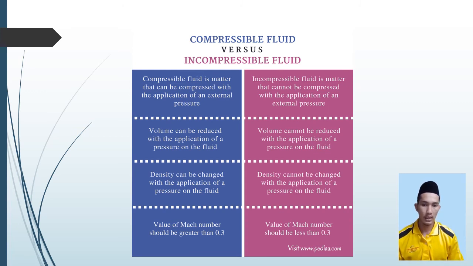Okay, the last is the value of compressible fluid. The value of Mach number should be greater than 0.3. For incompressible fluid, the value of Mach number should be less than 0.3.